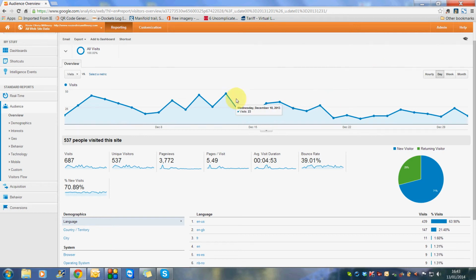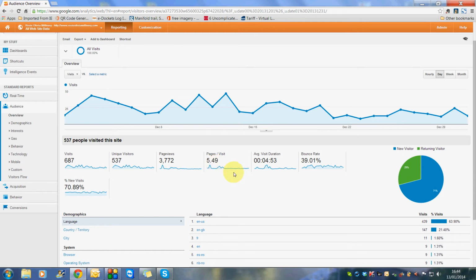So over this period for this website, there were 687 visits in total, of which there were 537 unique visits. Those visitors looked at 3,772 pages, and on average they looked at 5.5 pages per visit. So they spent quite a bit of time going around the website. It's always a good indicator that a few pages have been viewed. That means the visitors engage with the website and they're interested in other areas of the website and other products and services. So it's a good indicator.